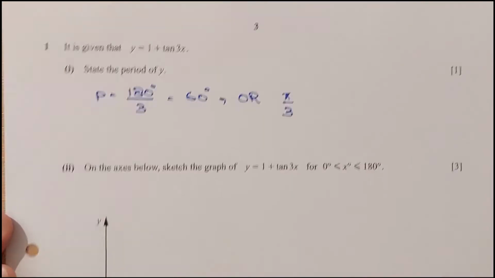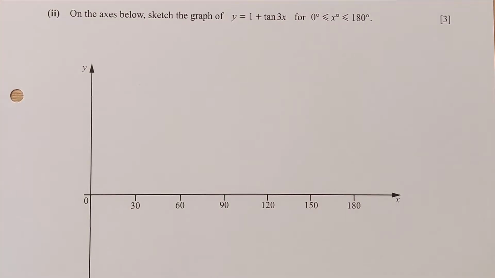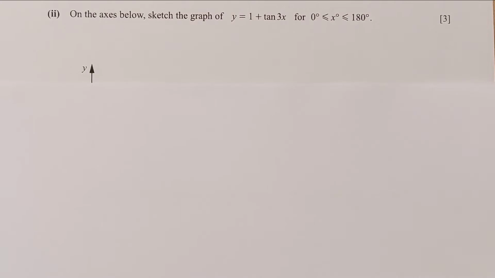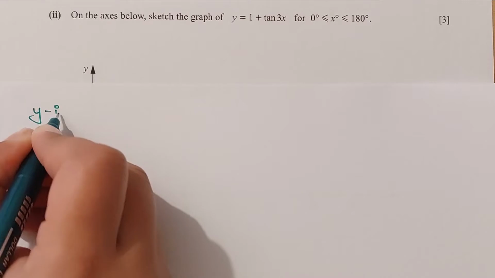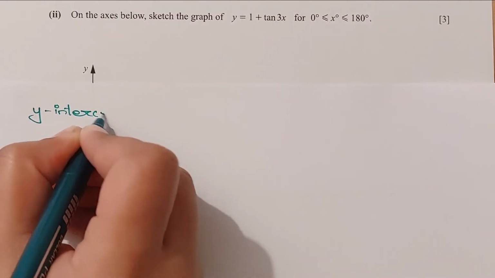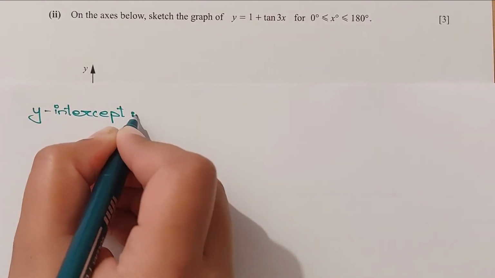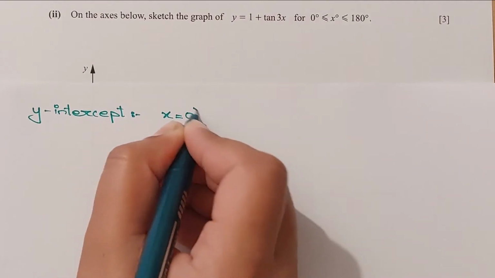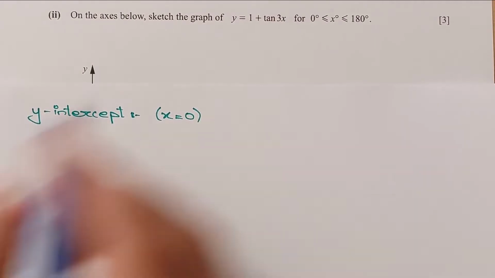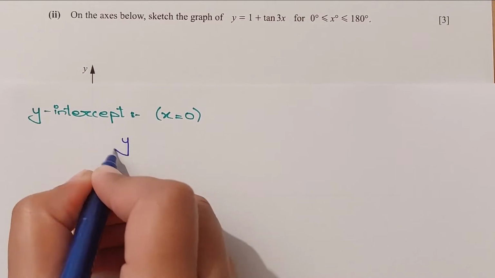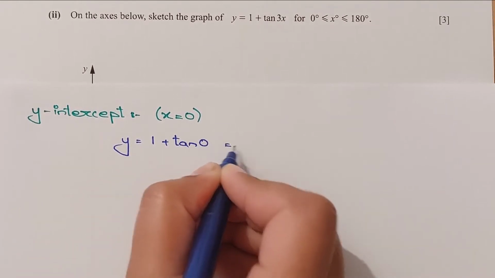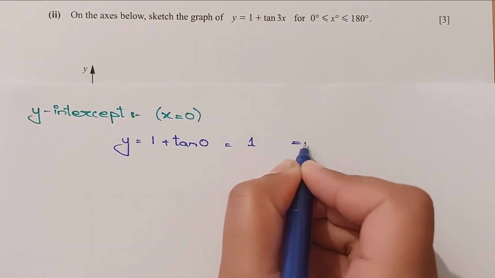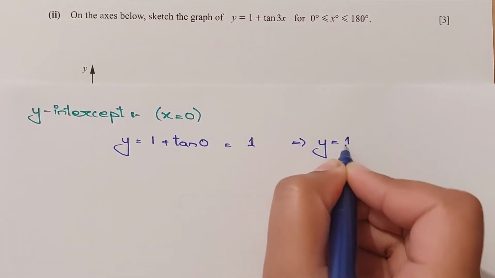Now for the second part, on the axis below, sketch the graph of this function for x between 0 and 180 degrees. To sketch the tangent function, the first thing is we have to find the intercepts. Let me find the y-intercept first. The y-intercept is the point when x equals 0. Putting x equals 0, y equals 1 plus tan 3 times 0. Tan 0 is 0, so it is 1.